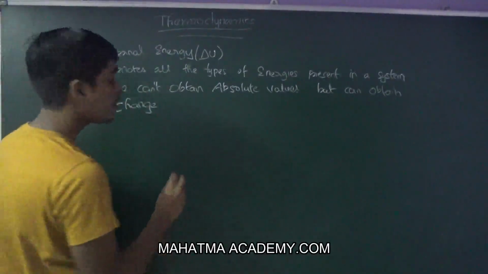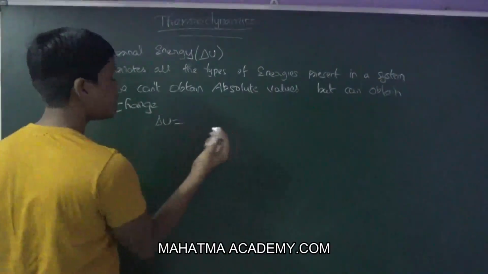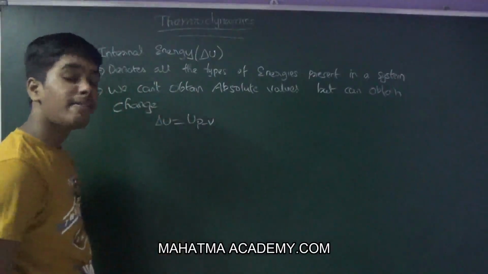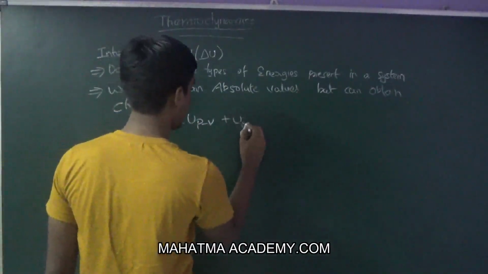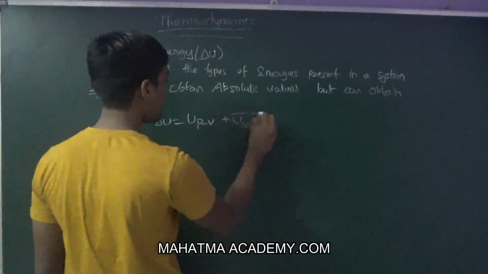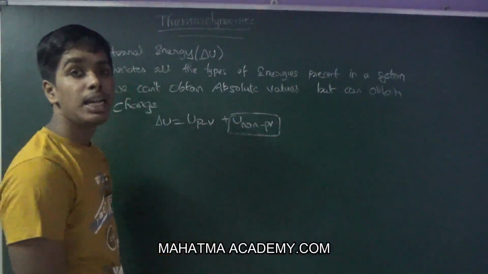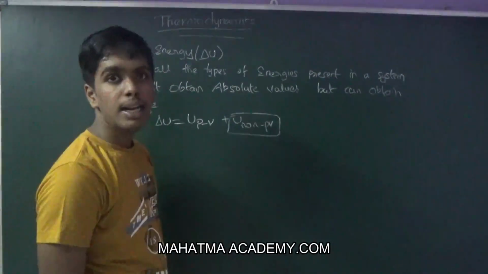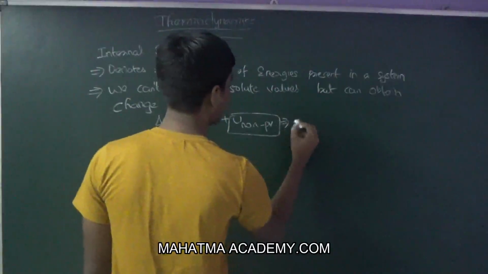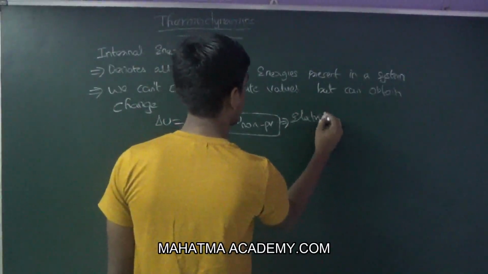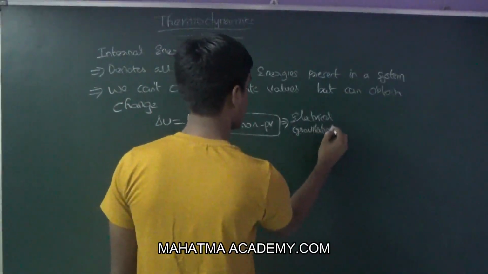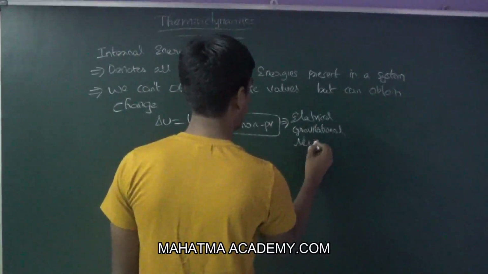Now delta U can be represented as delta U is equal to U by PV work plus U by non-PV work. Here non-PV work represents gravitational energy, mechanical energy, electrical energy, nuclear energy, and so on.